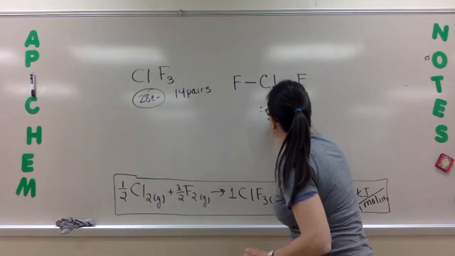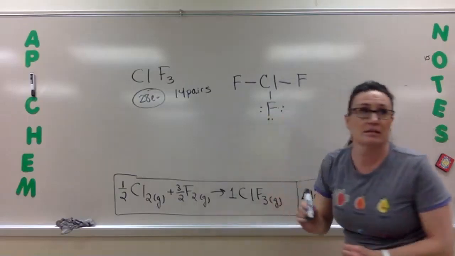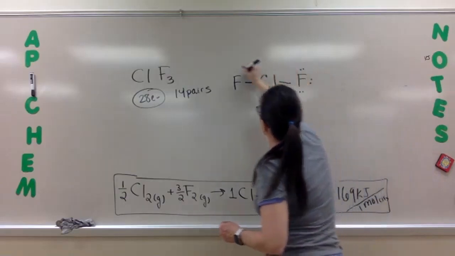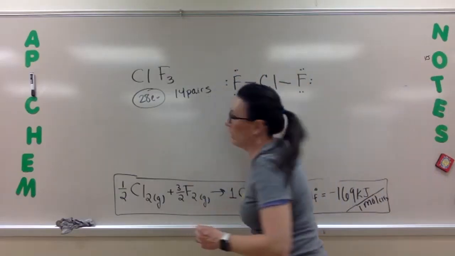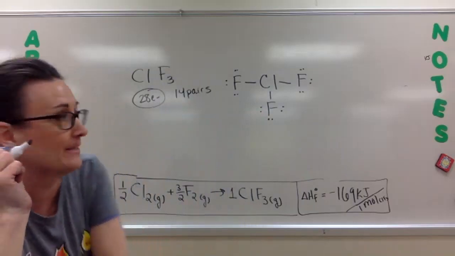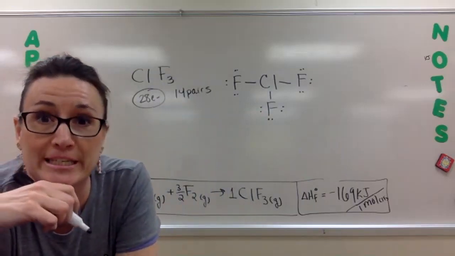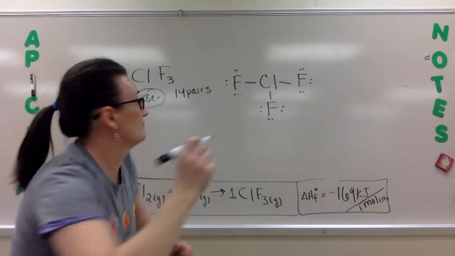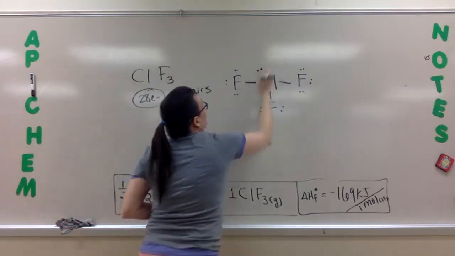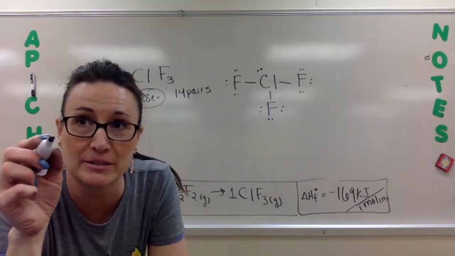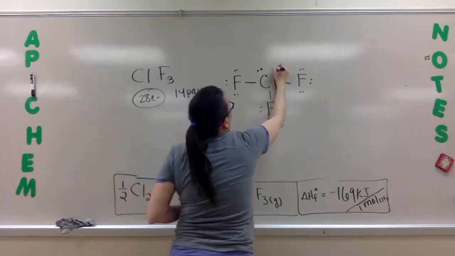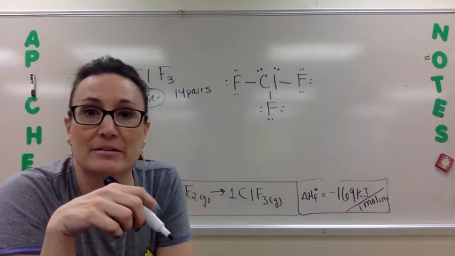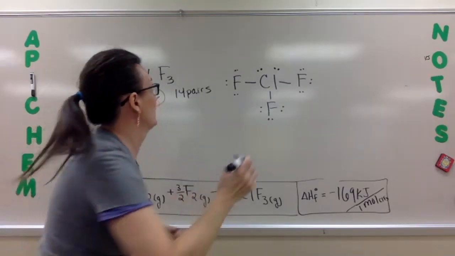So just do this. 1, 2, 3. So how many pairs have we placed? 6, right? 7, 8, 9, 10, 11, 12, right? How many pairs do we have to place? 14. How many dots do you have left? Don't be that person who just doesn't put them. You're going to put these 2. And you're going to do what? 2 more, okay? How many regions of electron density? How many electron domains? What's the electron geometry?